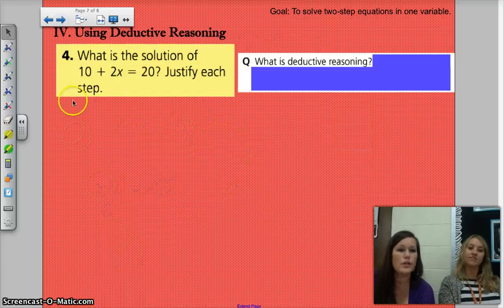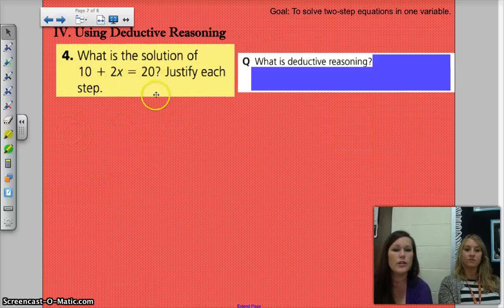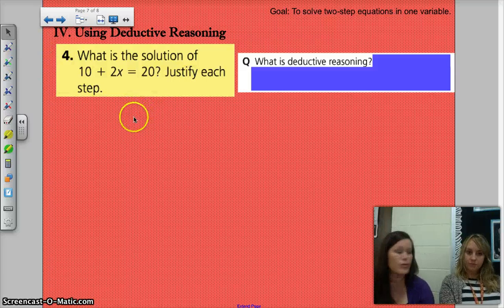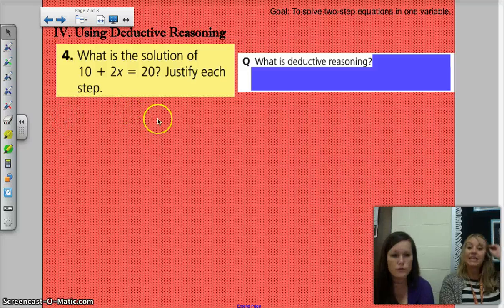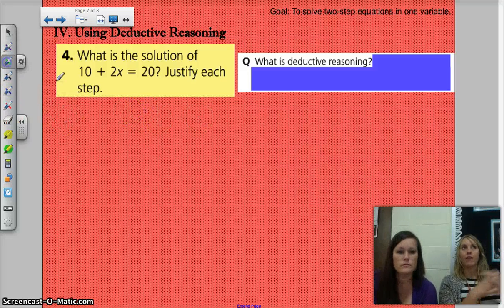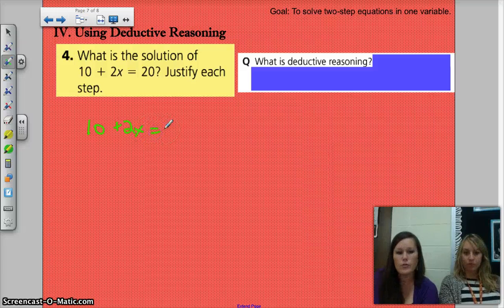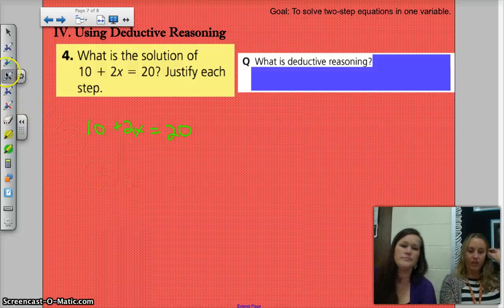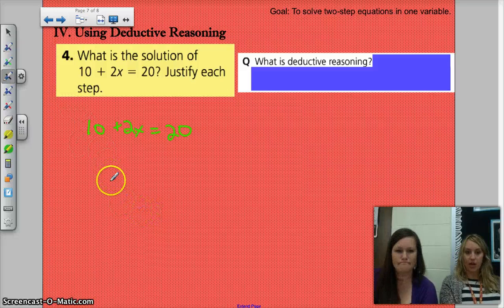What is the solution of 10 plus 2x equals 20? Justify each step. Now, when we say justify each step, just show your work. What it technically means is you would have to write out the mathematical term for each one, like the equality property of addition. We're not going to make you do that. So just go ahead and show us your work, and that's how we're going to justify each step.